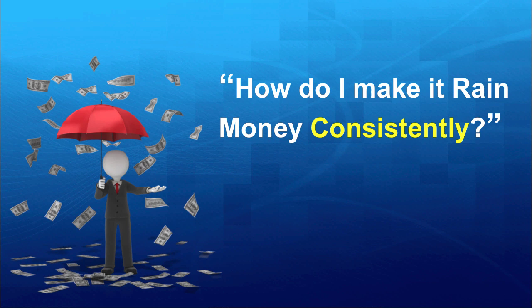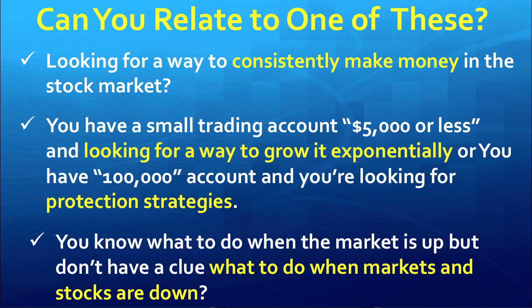I said, I need to find out, how do I make it rain money consistently? I didn't just want to make money 1 week or 1 month or 6 months and then give it back for the second 6 months or the second half of the year. How do I make it rain money consistently? And that was the key. The key word here is consistently.